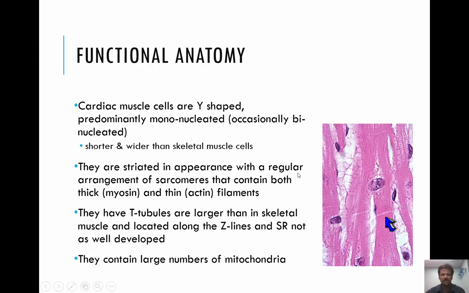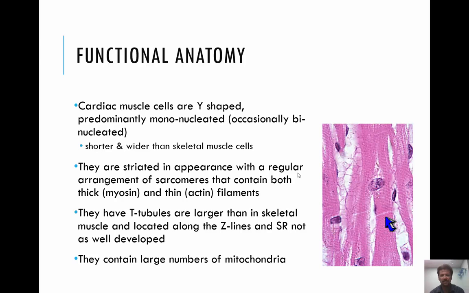Remember, we would have said that skeletal muscle tissue has very long fibers, or very long cells. Well, the cardiac muscle cells are also long, but perhaps not as long, and they often tend to be Y-shaped or bifurcated, and they can have one nucleus or two nuclei. And so this immediately gives you one difference between skeletal muscle and cardiac muscle. Whereas skeletal muscle is multinucleated, cardiac muscle has at most only two nuclei. They tend to be shorter and wider than skeletal muscle cells.